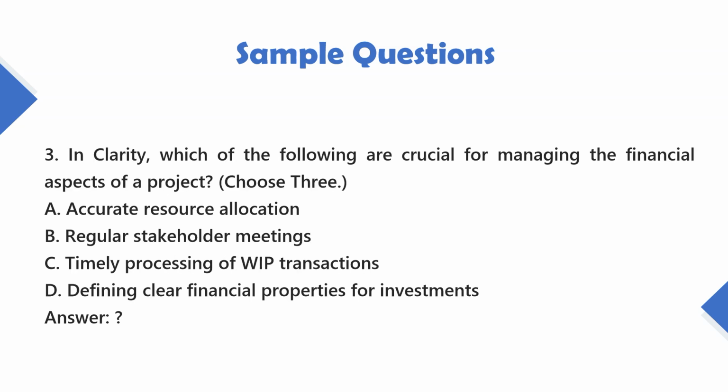3. In Clarity, which of the following are crucial for managing the financial aspects of a project? Choose 3. A. Accurate resource allocation. B. Regular stakeholder meetings. C. Timely processing of WIP transactions. D. Defining clear financial properties for investments.